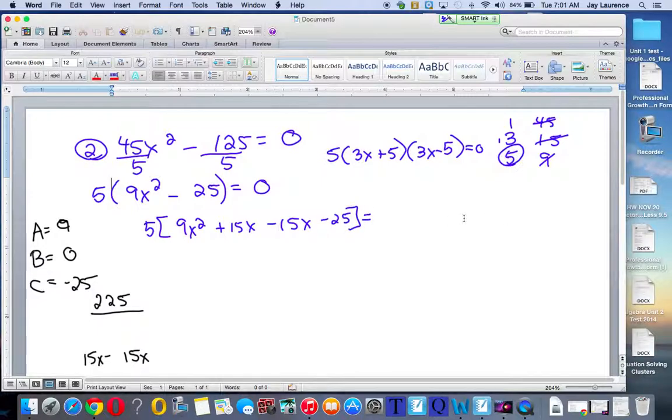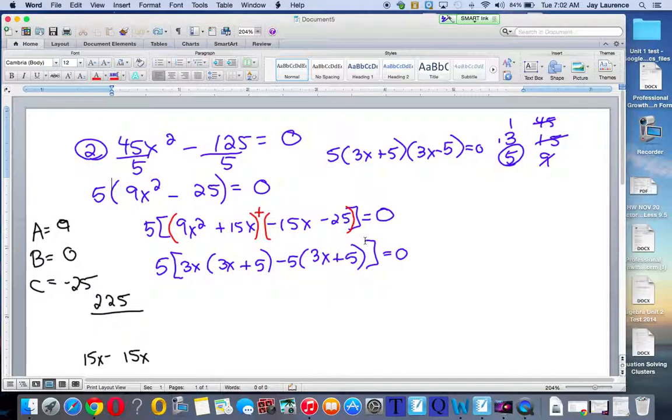All right, gonna group it. And I'm going to GCF in each quantity. So we're going to get 5. And the GCF here, I believe, is going to be 3x. I'm going to pull out a 3x, and I'll be left with a 3x plus 5. Notice the 3x plus 5. Do you notice it showing up? Here I'm going to pull out a negative 5, I believe. And I'll be left with a 3x plus 5.